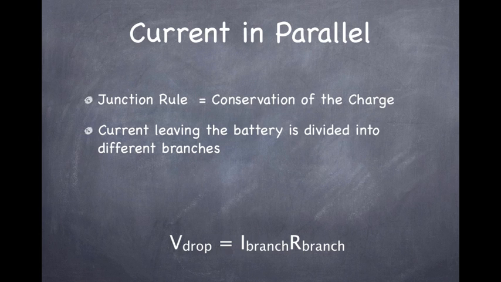And how you can figure out what it is once again, you have the voltage drop is equal to the current in that branch times the resistance in that branch. And like I said, you're going to see a lot of examples of this. The trick to all these series and parallel problems is all in the problems that you work out through the module.